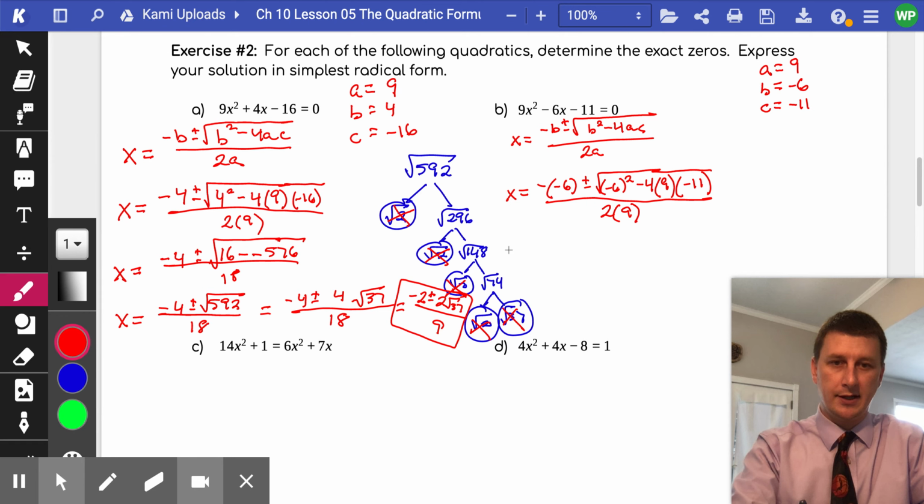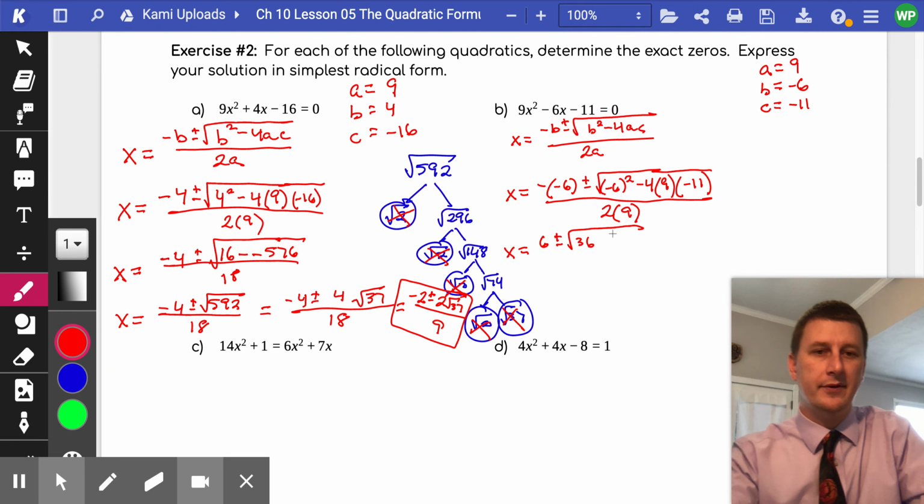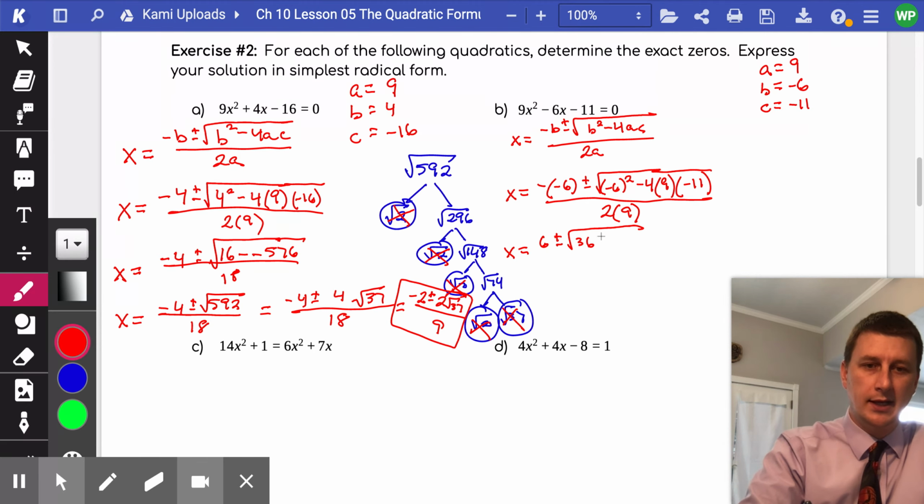Okay, we're going to need to get our calculators out for this one. We have a lot of numbers, but first let's start off by just doing negative, negative. That will give us a +6. So let's write 6 plus or minus. Now let's do some simplifying in that square root. -6 squared, we could do that one in our heads. That's 36, positive. Now we have 4 times 9 times -11, which will give us -396. So we're going to have a minus a negative, which is the same thing as plus 396. All of that divided by 2 times 9, which is 18.